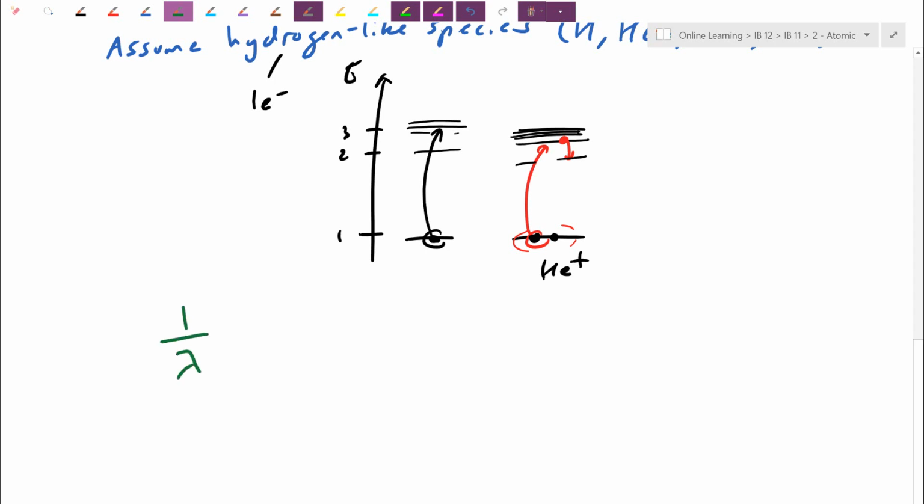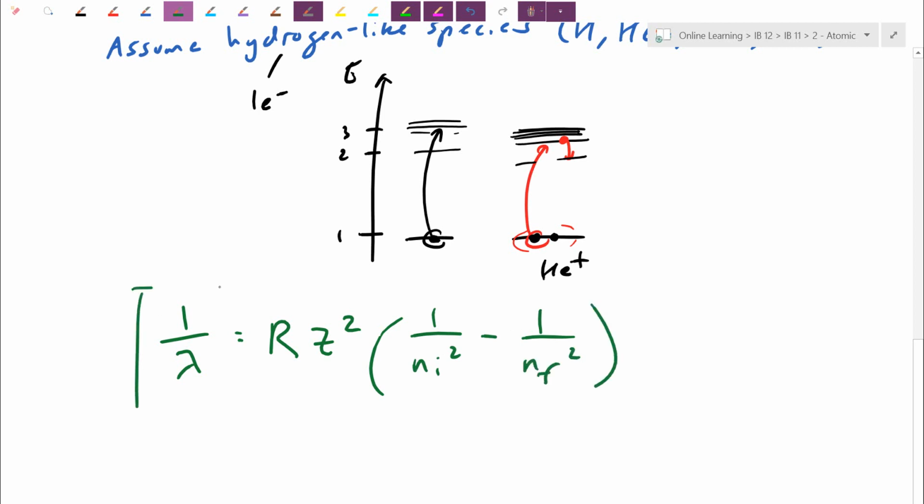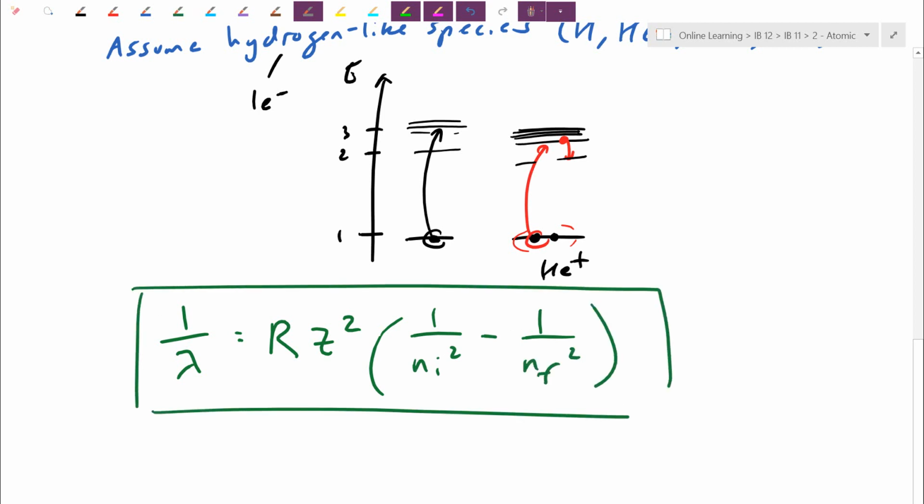1 over lambda. You're already scared. Okay, why don't I just say lambda equals? Turns out, you'll see in a second here, 1 over lambda is proportional through a Rydberg constant R. Careful, this R is not the ideal gas constant in chapter 1. It's going to be R Z squared. Z we had used for atomic number. And then we're going to match it up here with a 1 over Ni squared minus 1 over Nf squared. So that is the way we're going to formulate the Rydberg equation.